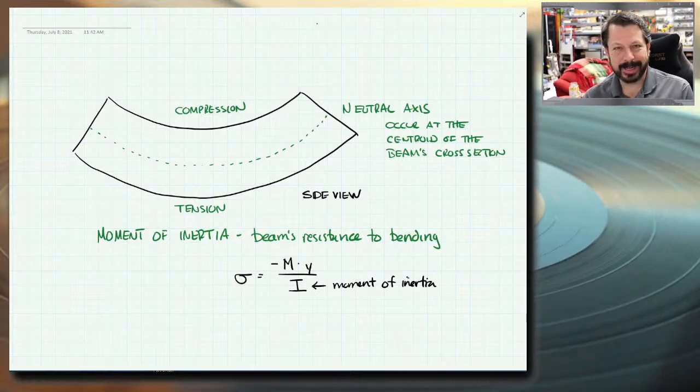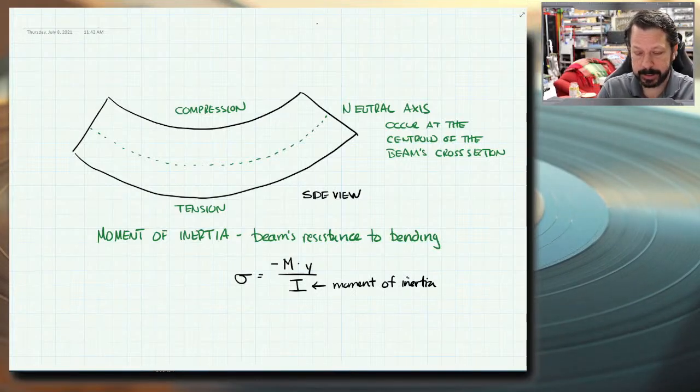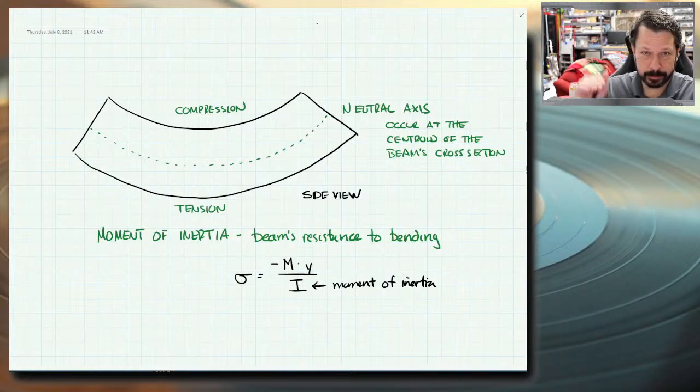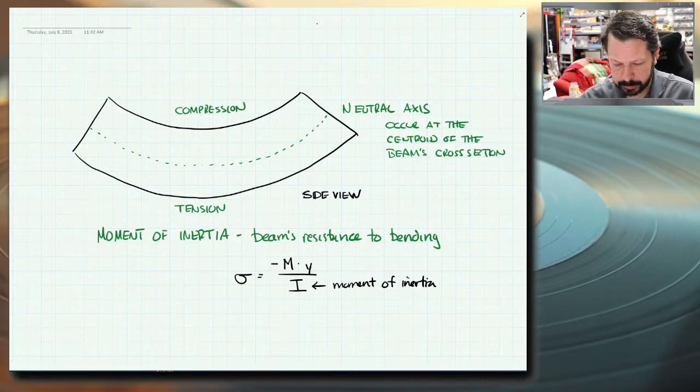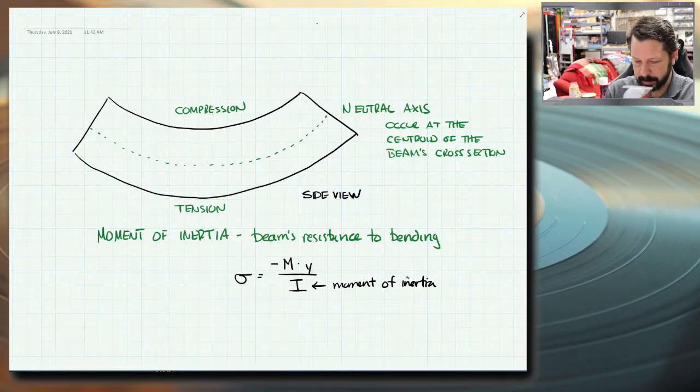If you don't remember what y is, it's measured from the neutral axis to the point that you're interested in. So usually you're looking at the cross section of a beam, and it's from the neutral axis all the way to the top of the beam, or maybe all the way to the bottom of the beam, whichever distance is further. So we'll do some more of that later.